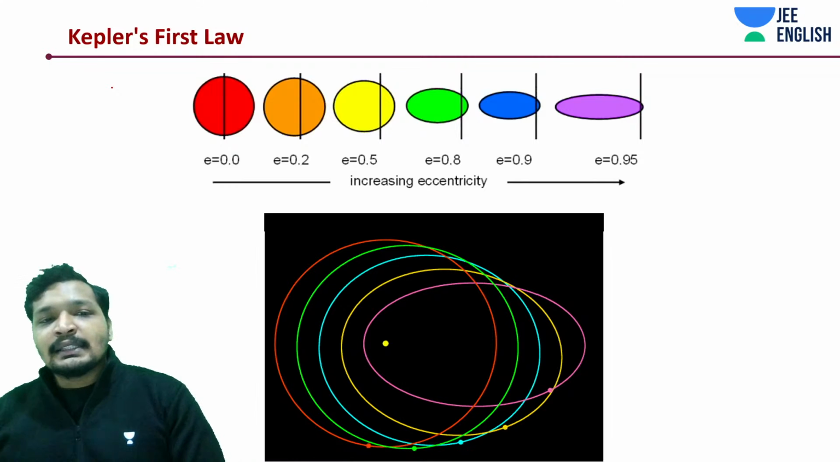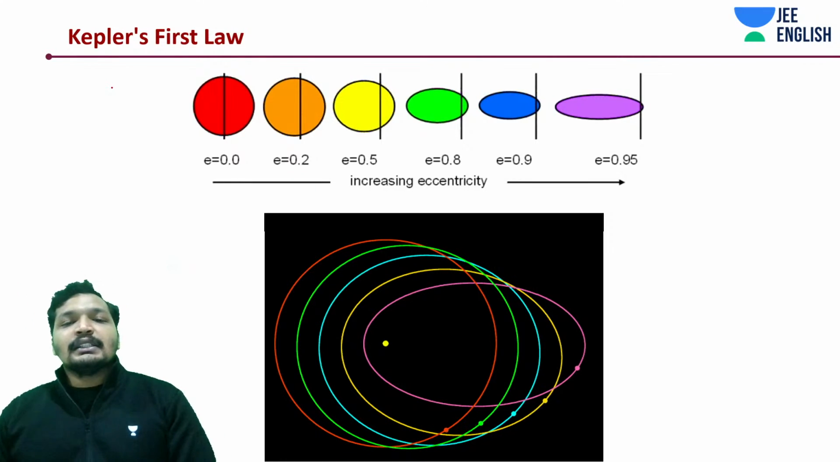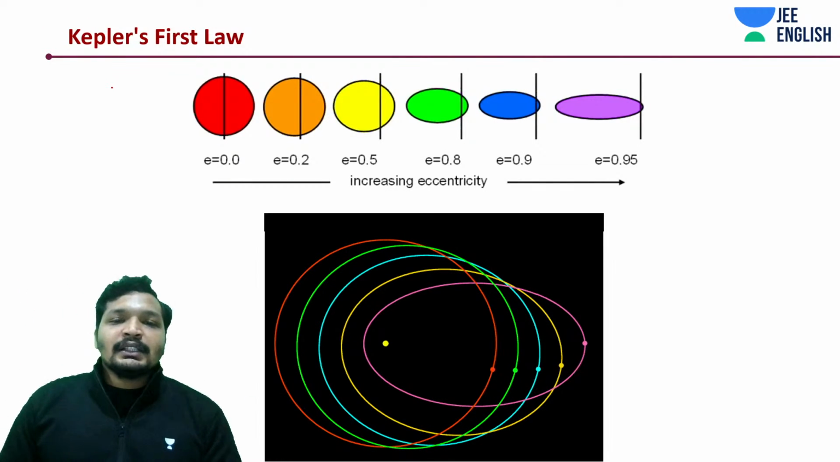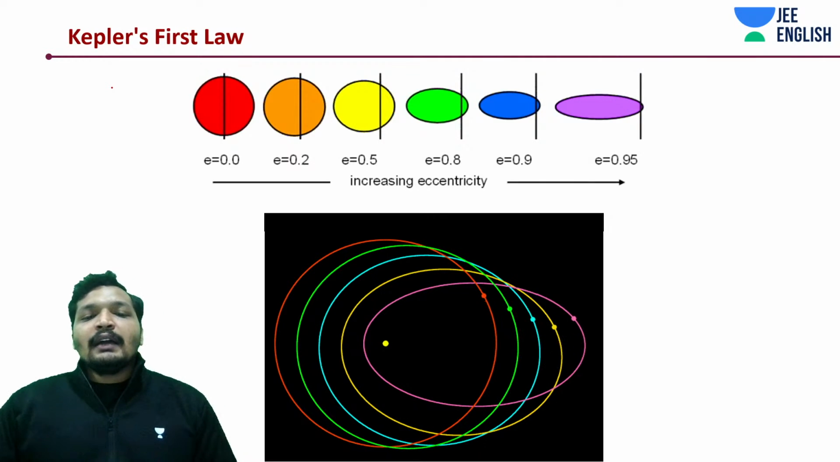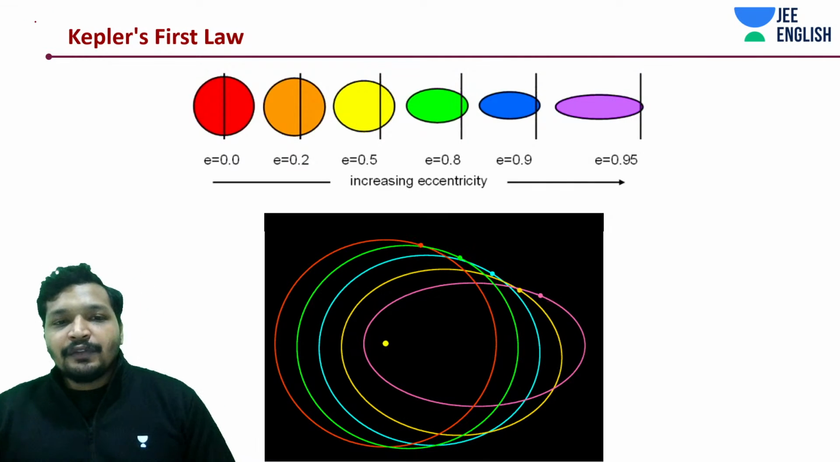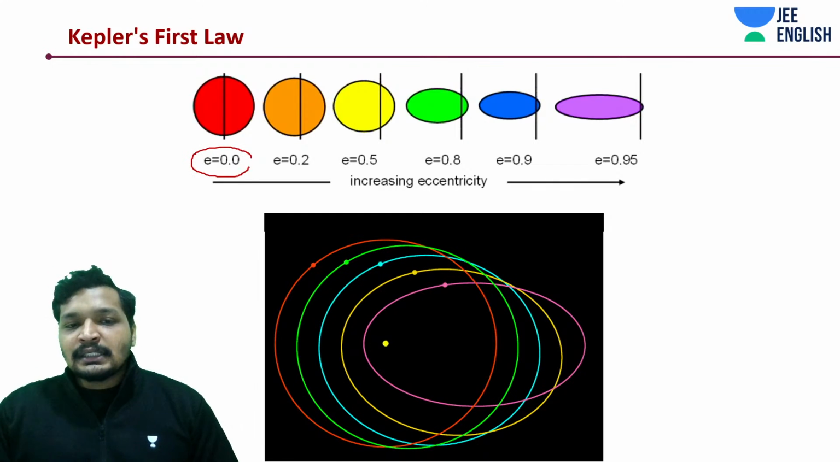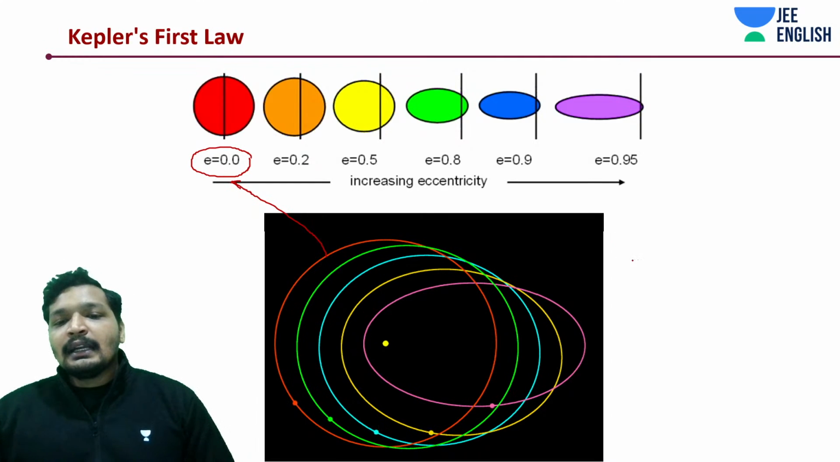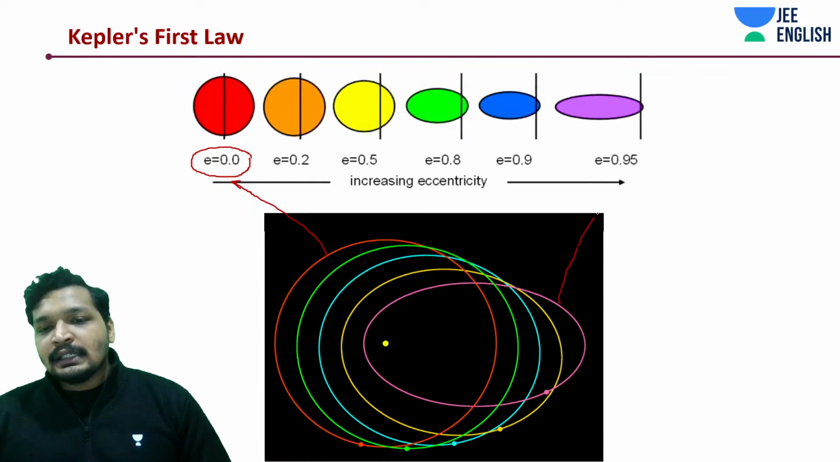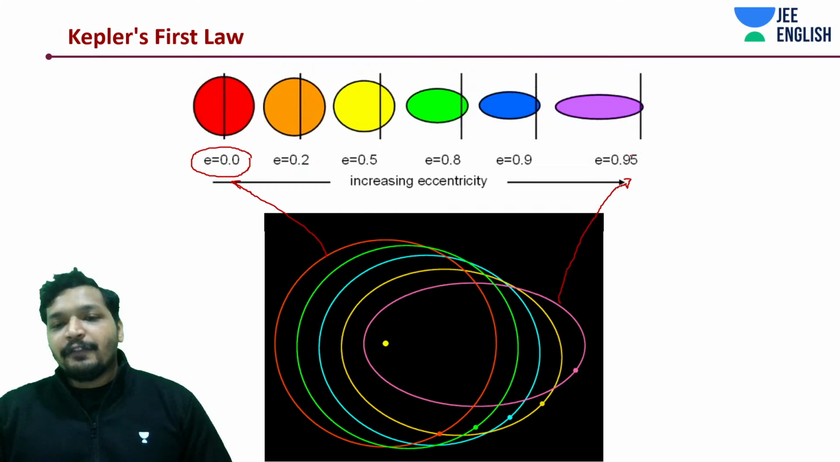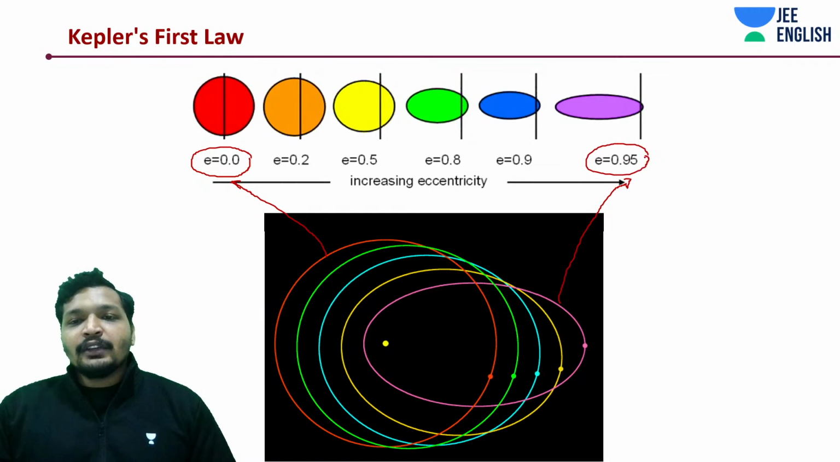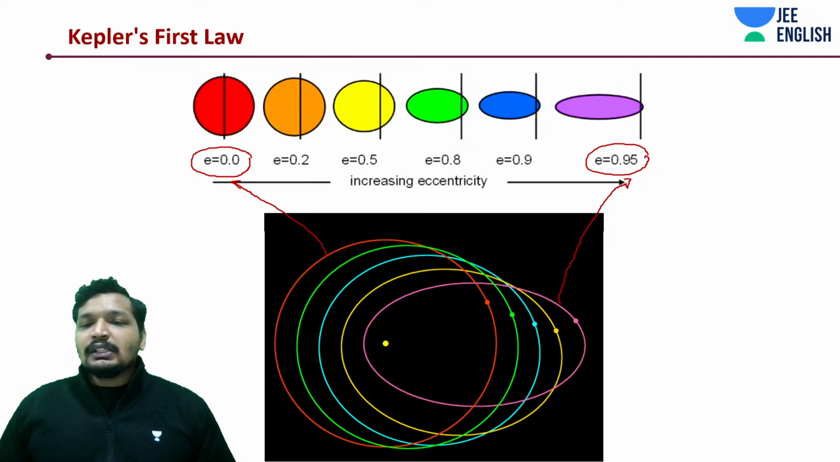Okay, now let's get into eccentricity. So this is what I'm showing. It's basically eccentricity. The colors are matching, actually not all of them are matching. So eccentricity is 0 for this one, which is like a circle. And for this one, eccentricity is like 0.95. It's more deviating away from the circle. So that is about eccentricity.